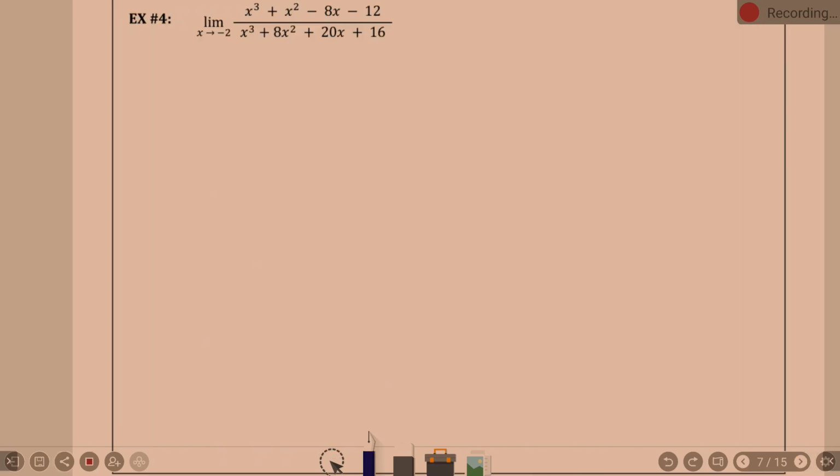Example 4. Guess what happens if you add negative 2 on top and bottom? Yeah, you get 0 over 0. Good guess. Okay. Now, you can write out these functions each time.